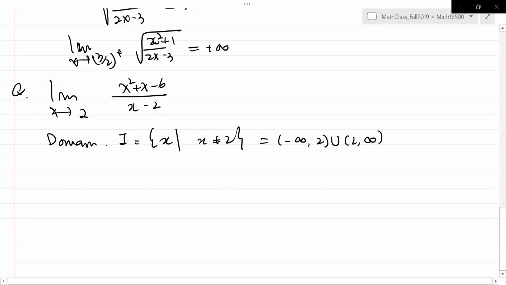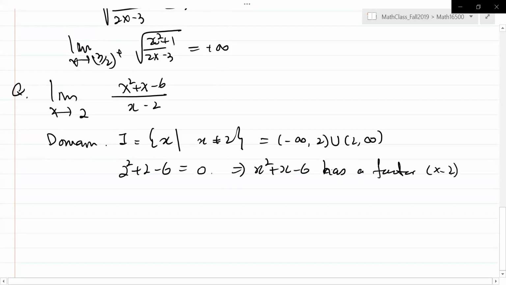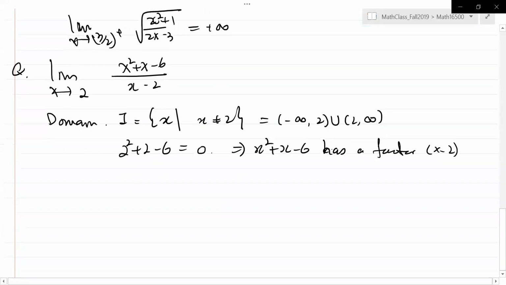You will see that there are 2 intervals, okay? So maybe we should look at the right-hand limit and the left-hand limit. Or look at the numerator. You find that when you plug 2 in for x, the numerator is 0. That means the numerator has a factor of x minus 2. Great. That means you probably can cancel x minus 2. Then you don't need to go through the left-hand limit and the right-hand limit to determine the limit. Okay, so let's do it.